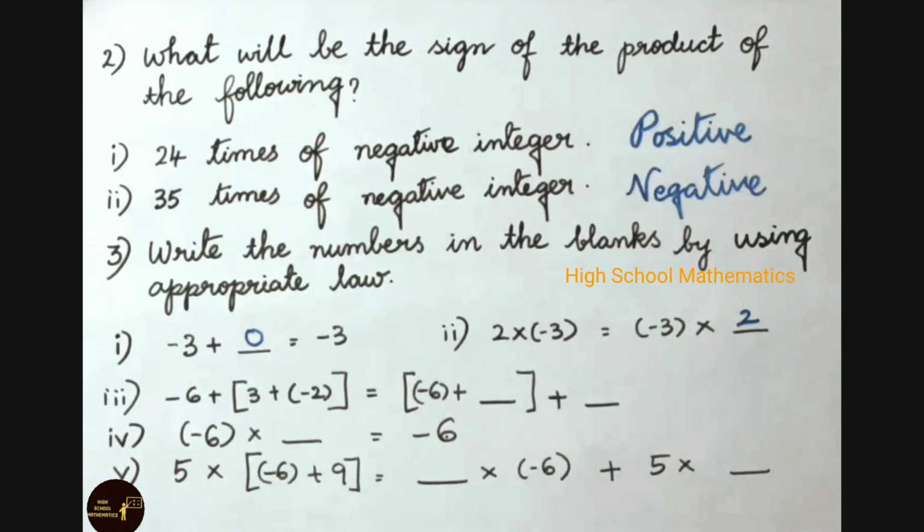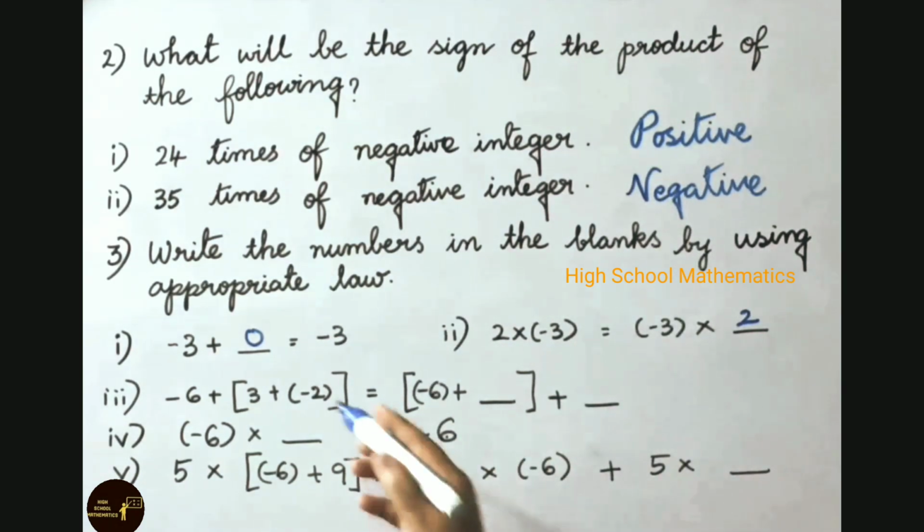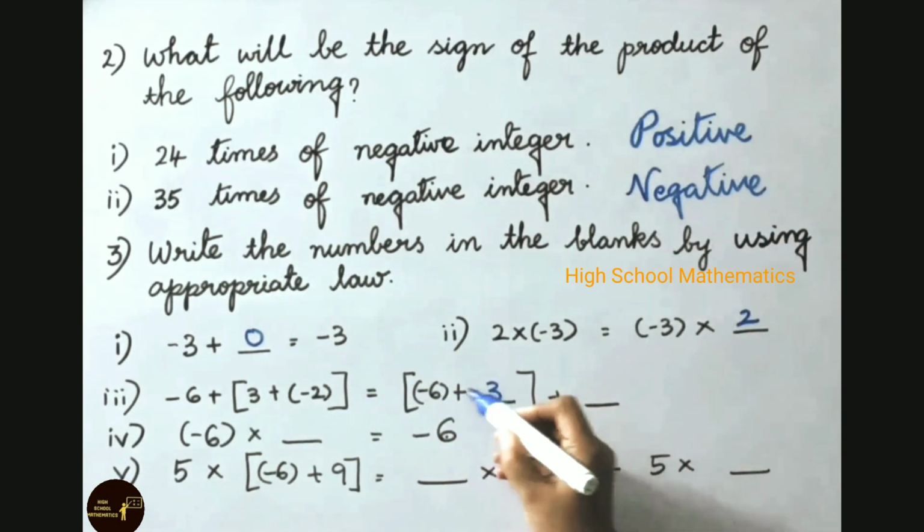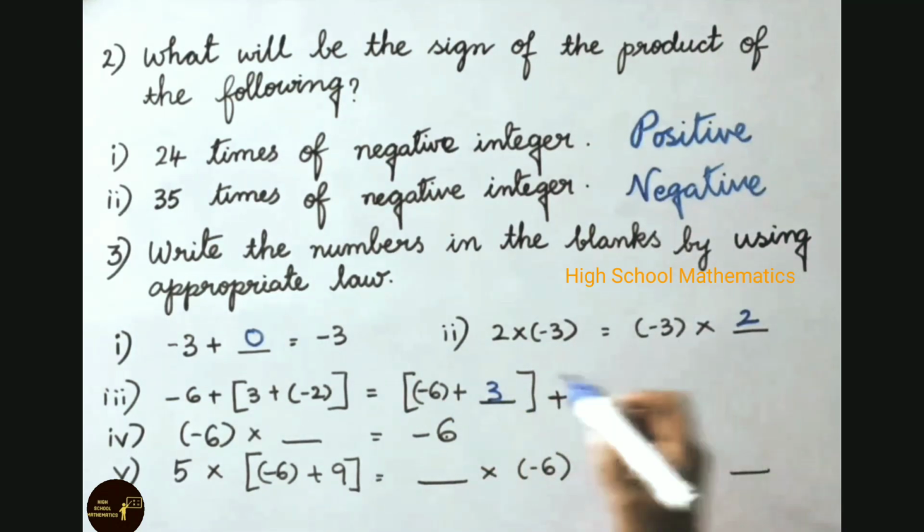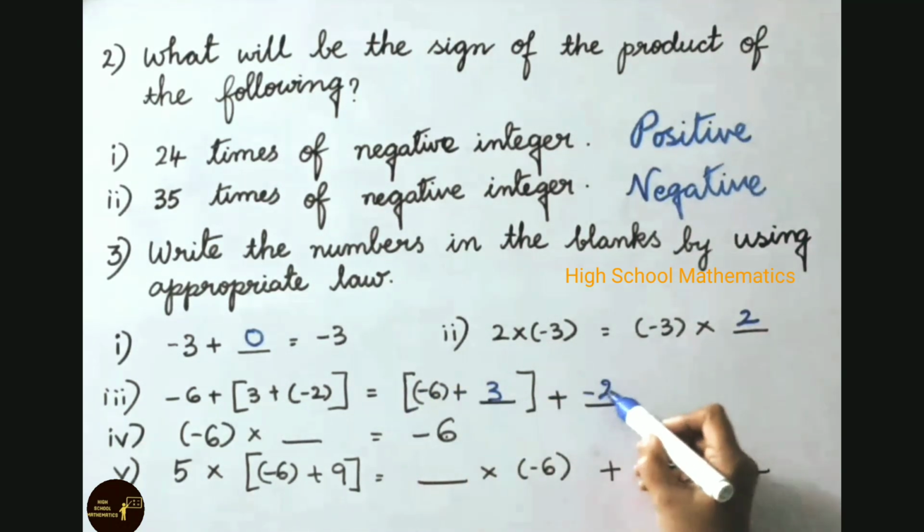See now the third one, minus 6 plus 3 plus minus 2 equals minus 6 plus blank plus blank. So this is looking like the associative property under addition. A plus b plus c equals a plus b plus c. The b value is 3. The c value is here minus 2.